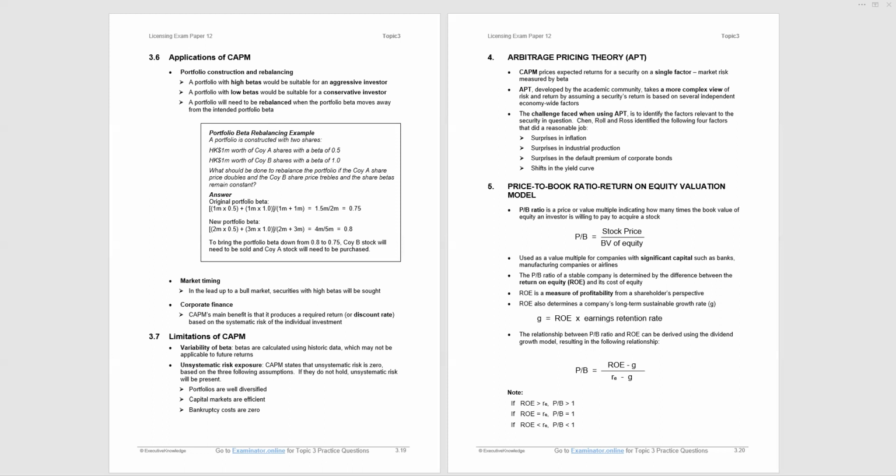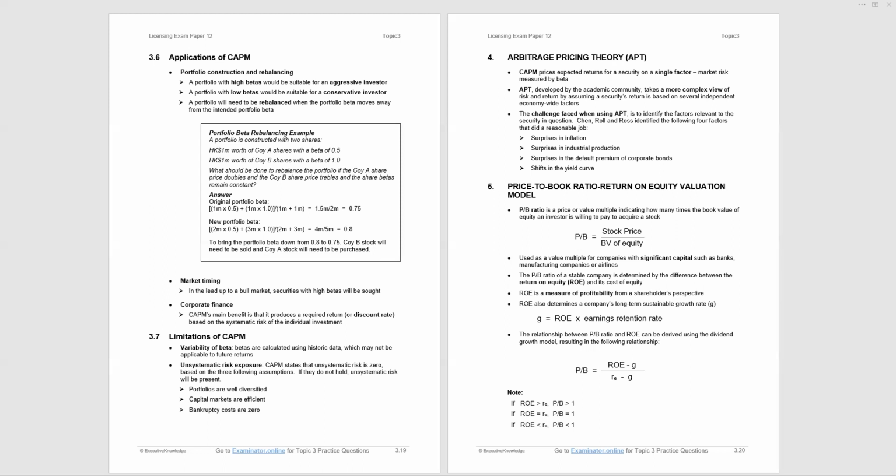Now, the capital asset pricing model states, these are the underlying assumptions, that unsystematic risk is 0 based on 3 assumptions. That is, you're fully diversified: portfolios are well diversified, capital markets are efficient, and bankruptcy costs are 0. 3 assumptions underlying the capital asset pricing model, assuming 0 unsystematic risk. Just keep that at the back of your mind.